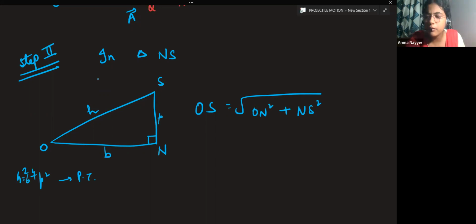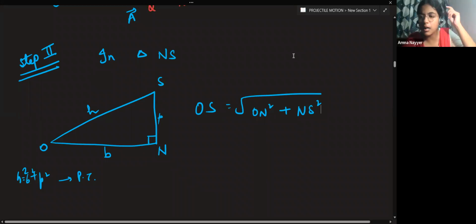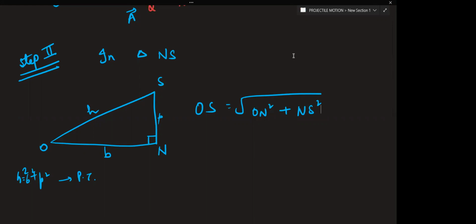Clear till here? We just have to now find out these values. First tell me, is it clear till here? Yes, ma'am. Others? Fatima, Maha, clear? Yes, ma'am. Yes, ma'am. All right.